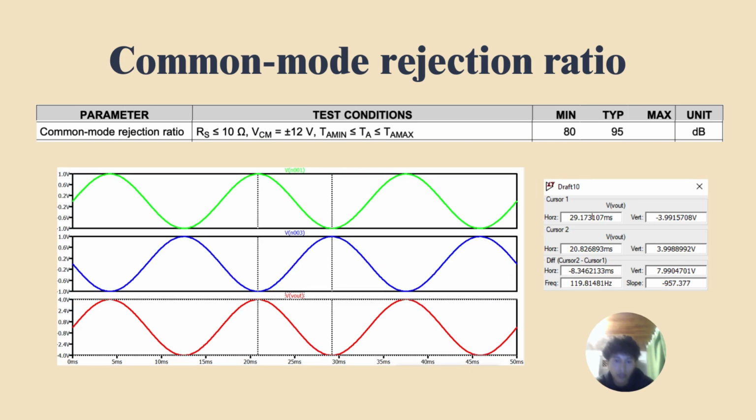So now for the differential gain, we change the second source. The first one still has the same 1 volt amplitude, and the second one also has 1 volt amplitude, but the signal is inverted, so they add up. We measure this output and we have a voltage peak to peak of 7.99 volts.